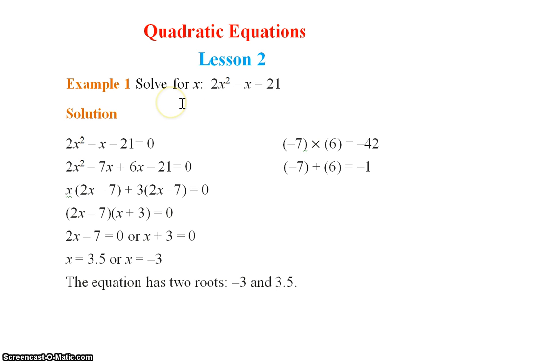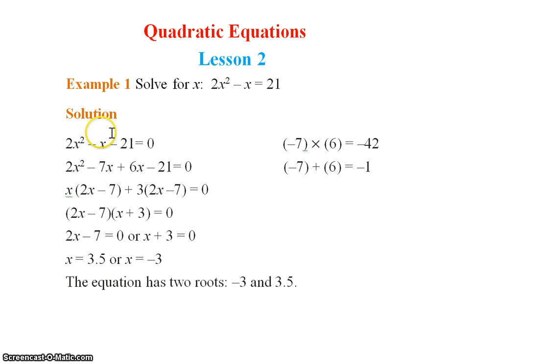Example 1. Solve for x. 2x squared minus x equals 21. First of all, we move 21 to the left side of the equation and write it in standard form. 2x squared minus x minus 21 equals 0.